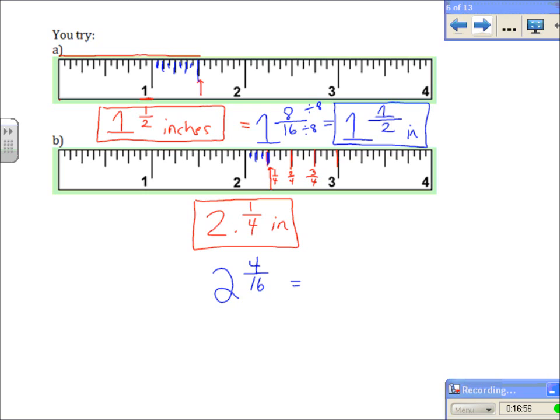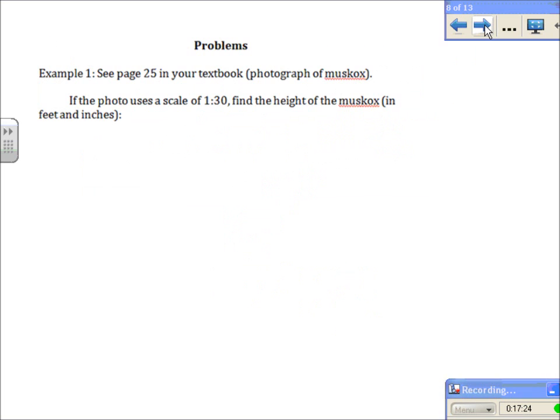4 and 16 both can be divided by 4. The common factor between 4 and 16 is 4. So I'm going to reduce 4 over 16 to be 2 and 1/4 of an inch. So no matter how you go about measuring, you're going to get the correct answer. There's just more than one way to measure something using an imperial ruler. A couple more.